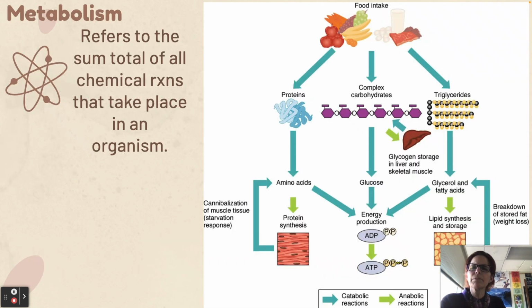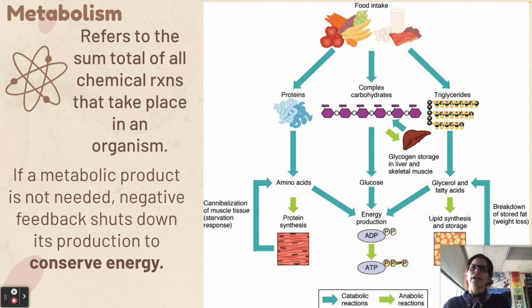Okay, so metabolism is a word that is sometimes a little bit fuzzy for students. It refers to the sum total of all chemical reactions that take place in an organism. For example, all the breaking down of foods and turning it into ATP would be examples of metabolism. If a metabolic product is not needed, then we have enzymes that can do feedback, positive or negative feedback, to control how much of that reaction happens.